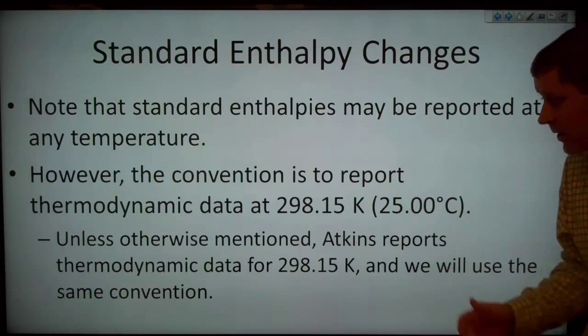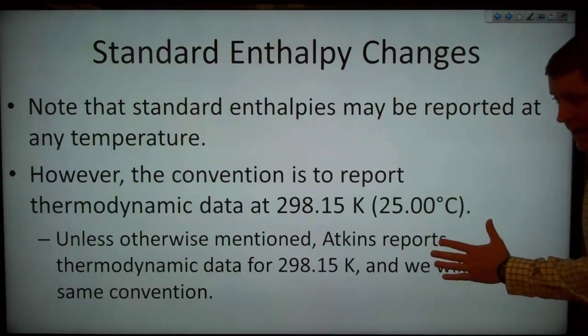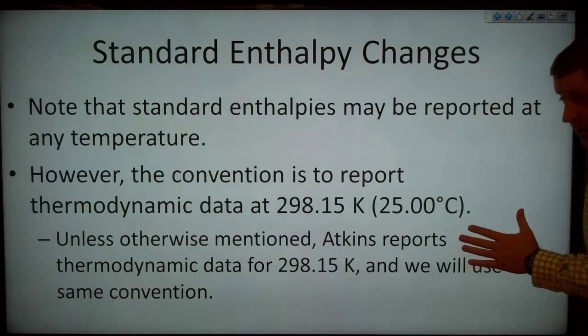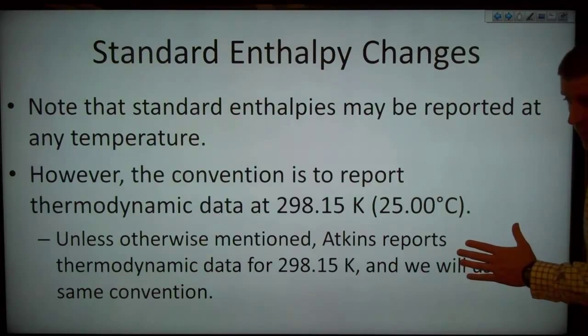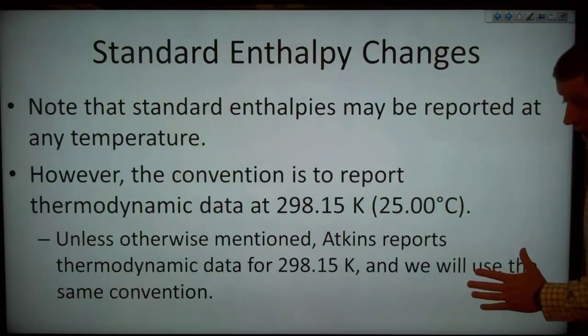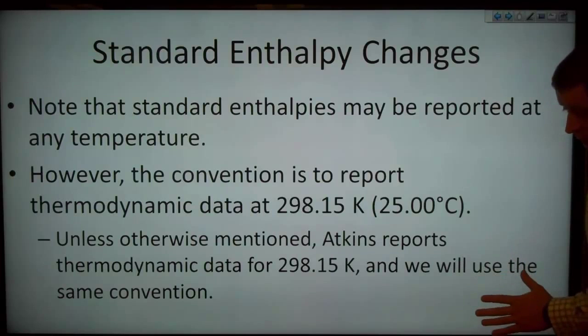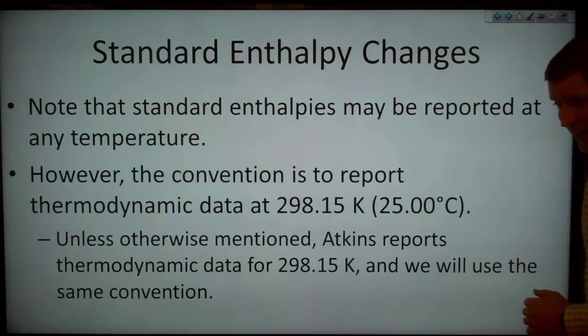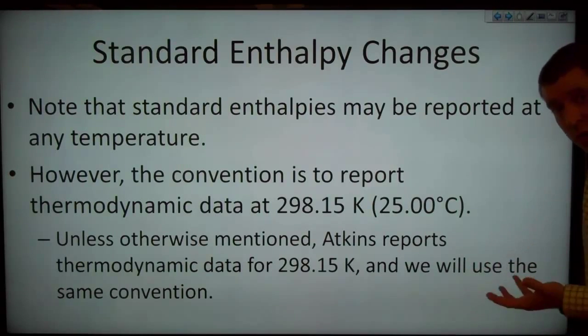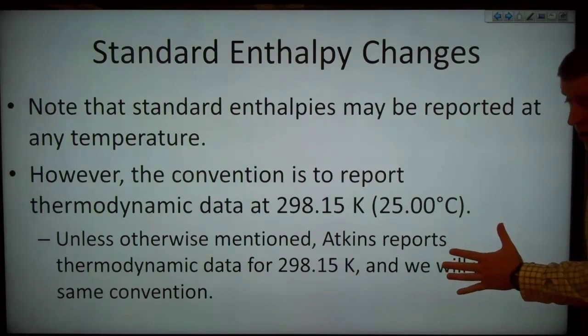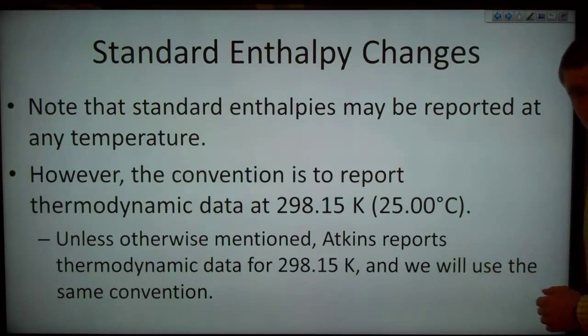Now, note that standard enthalpies may be reported at any temperature. However, the convention is to report the thermodynamic data at 298.15 Kelvin, so 25 degrees C. Unless otherwise mentioned, Atkins reports thermodynamic data for this temperature, and we will use the same convention. So if we don't specify what temperature the data corresponds to, you can assume that we mean 25 degrees C or 298.15 Kelvin.